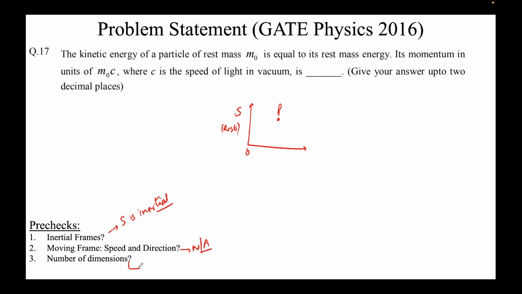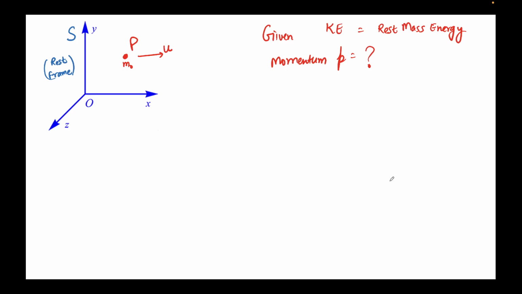And finally, the number of dimensions. Though the question is silent on the number of dimensions, by dimensions we mean the space dimensions x, y, and z. We can simply assume a very straightforward 1D system along the x-axis, where this is the positive x direction. So this is the problem that I've now reproduced. In the rest frame, we have a particle P, which has rest mass m naught. It's moving at some constant velocity u in the positive x direction, and we are given that kinetic energy is equal to the rest mass energy, and we're required to find the momentum.